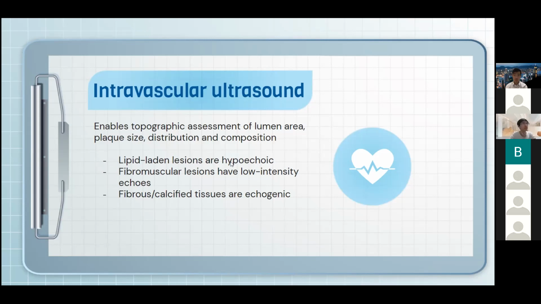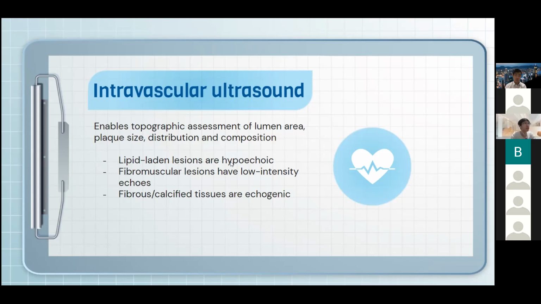So intravascular ultrasound essentially represents where you insert a catheter into the coronary vessels as usual, but instead that catheter itself includes the capability to actually use ultrasound to determine what is inside the lumen.